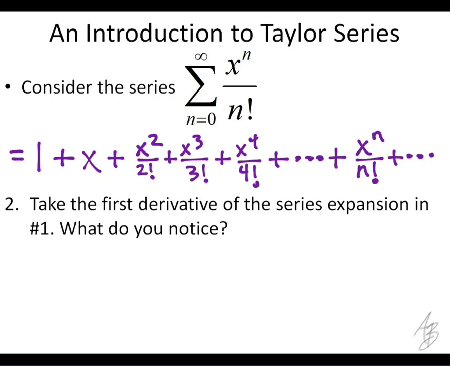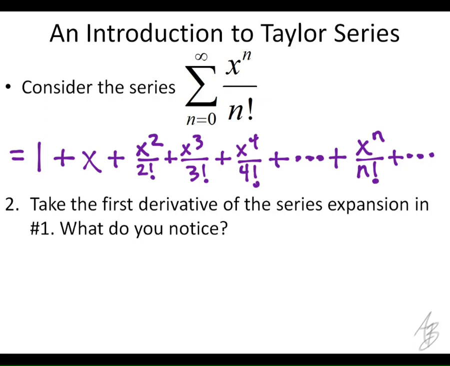The second thing I asked you to do is take the derivative of the series expansion from our result in 1. So we want to take the derivative of this. To take the derivative of a power series, what we can do is just take the derivative of each term one at a time. And this is convenient with the power series because a power series is a polynomial. And with a polynomial, we can use the power rule. So this should be fairly straightforward, I think.